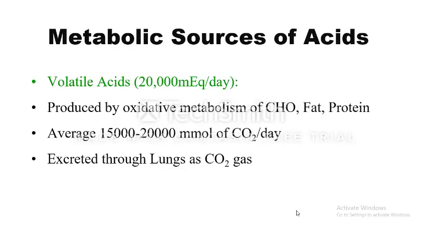Now, the metabolic source of acid: how does metabolism in our body produce acids? There are two types of acids in our body that are produced metabolically. Number one type is volatile acids, and their amount in our body is 20,000 milliequivalents per day. Volatile acids, as the name indicates, are the acids that can be removed from the body. They are produced by oxidative metabolism of different carbohydrates, fat, and proteins. So their metabolism produces these acids.